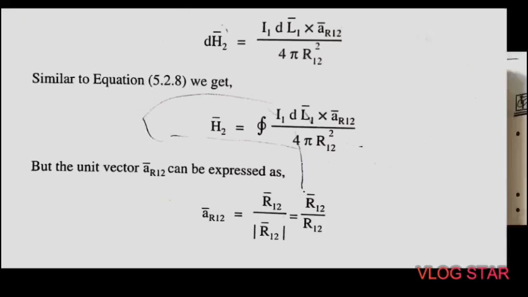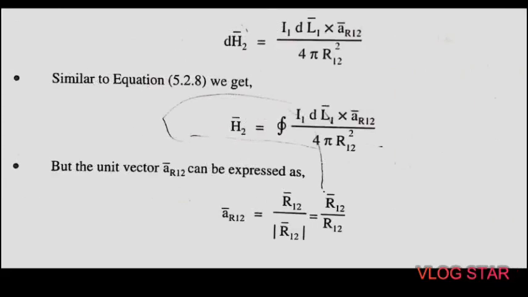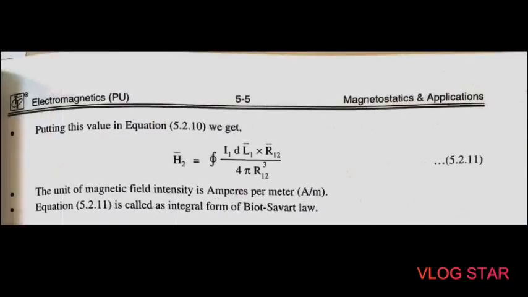So we have to put this value in this equation. Finally we will get H2 bar is equal to the integration of I1 dL bar cross R12 bar upon 4 pi R12 cube.